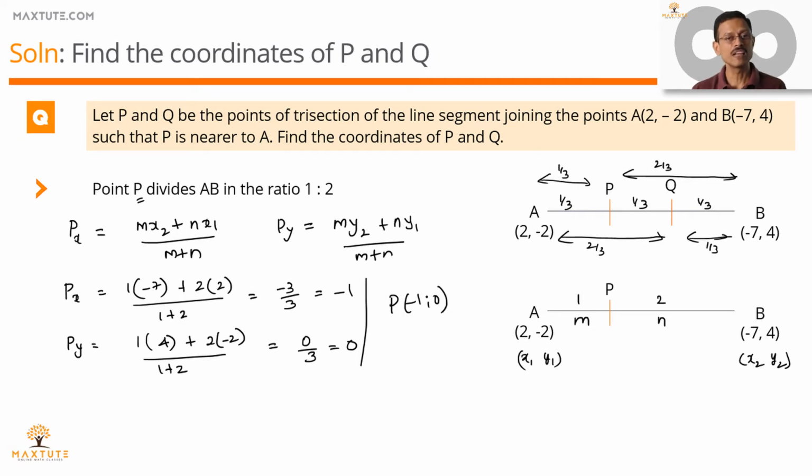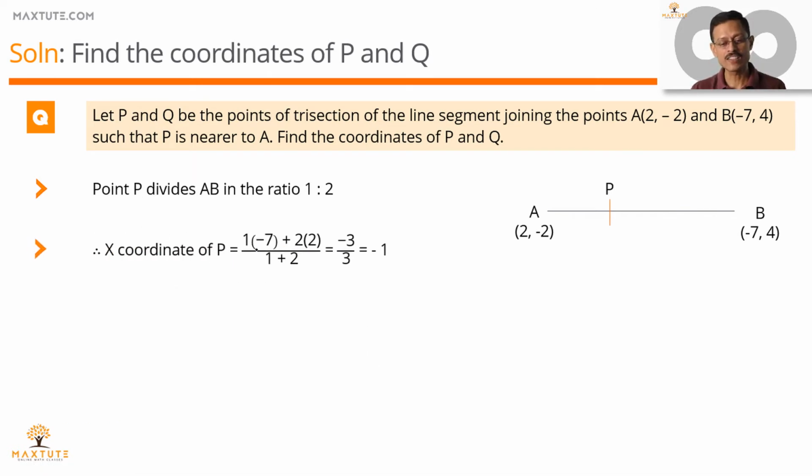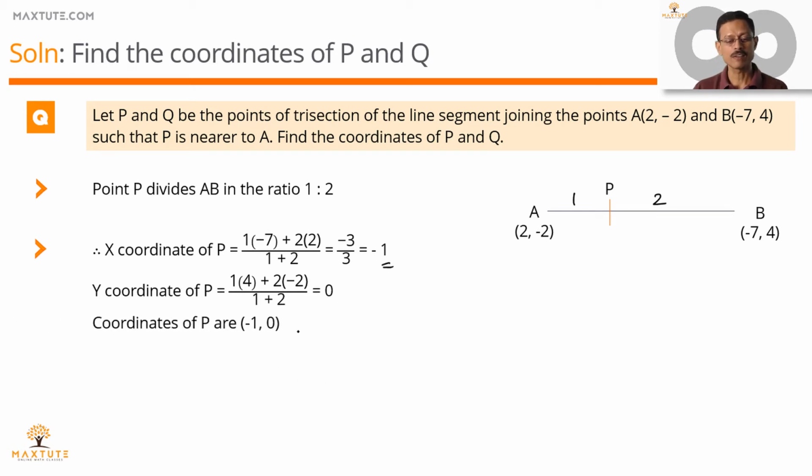The last bit, we'll recap it in a printed form. X coordinate of point P is mx2, which is 1 into -7, plus nx1, which is 2 into 2, divided by m plus n, which is equal to -1. Similarly, the y coordinate of point P is my2, which divides it in the ratio of 1:2. So 1 into 4 plus ny1, which is 2 into -2, divided by 1 plus 2, which is 0. So the coordinates of point P are (-1, 0), part 1 over. Let's find out the coordinates of point Q.